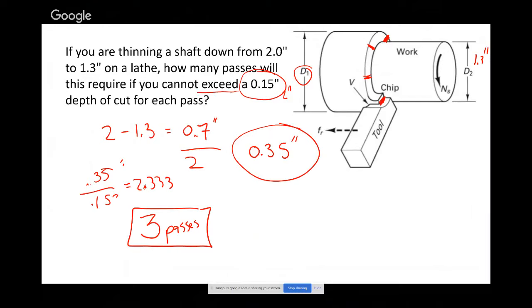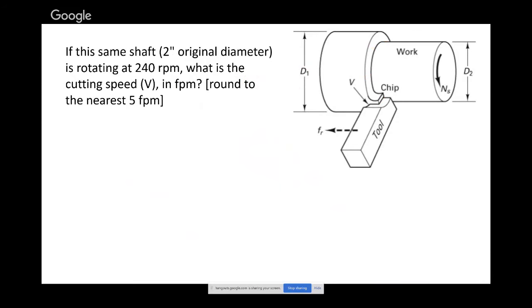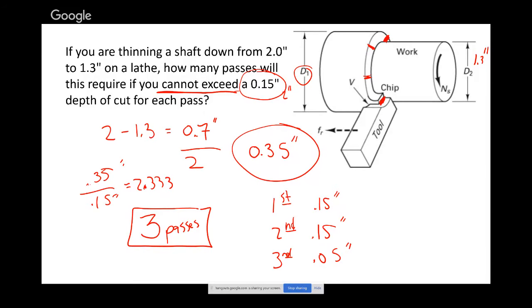But look at this. It cannot exceed 0.15 inches depth of cut. So what we would probably do is the first pass would be 0.15 inches, the second pass would also be 0.15 inches, and then the third pass would be whatever's left over, which is 0.05 inches, right? That's probably what would happen. So the answer here is 3 passes, and you could either solve for this 2.333 and just round up, or just look at this number and say, how are we going to do that if we can't go bigger than 0.15 inches?